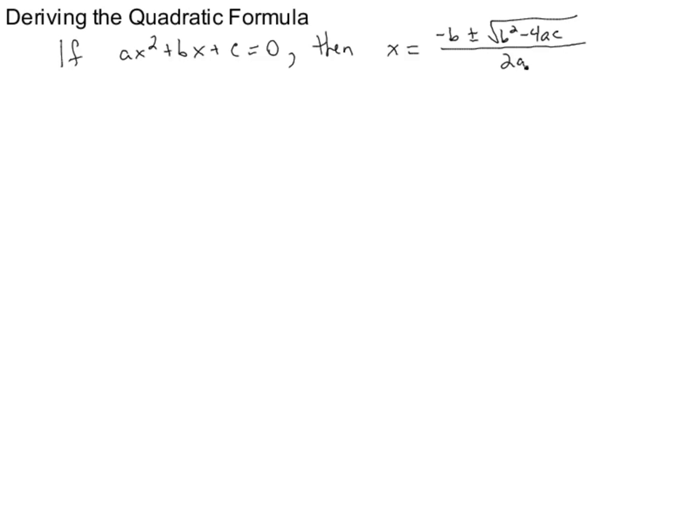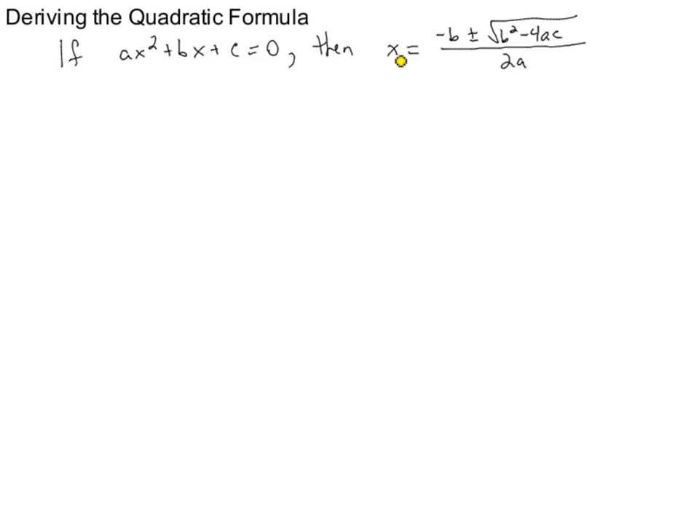Alright, we're going to look at how to derive the quadratic formula, which says that if we have a generic quadratic equation and we put it into this form, where a, b, and c are the coefficients, then we can say that x is the variable here, so x would be negative b plus or minus the square root of all of b squared minus 4ac, and all of that's over 2a.